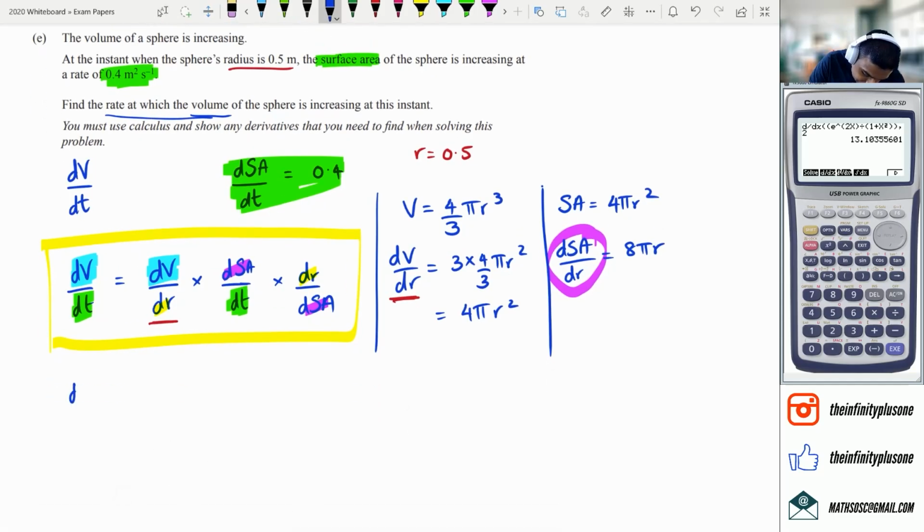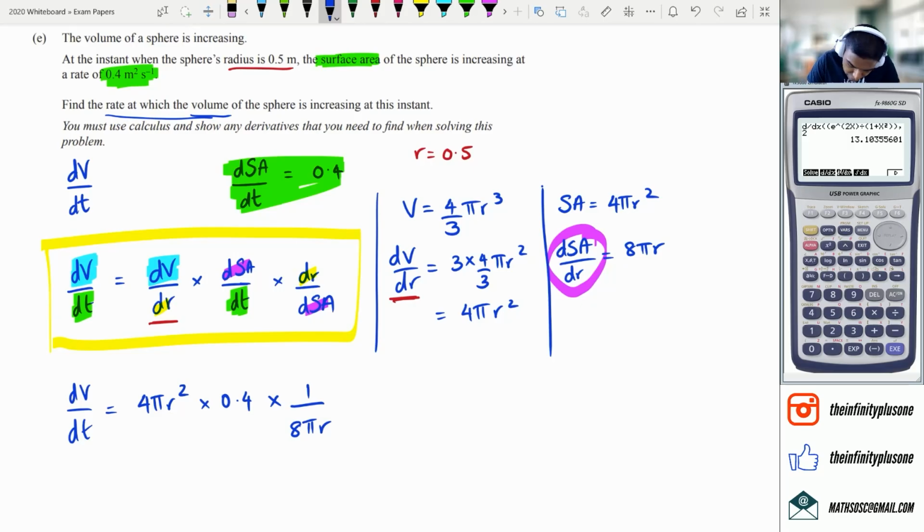dV/dt equals dV/dr. Now that's 4 pi r squared multiplied by dSA/dt, which equals 0.4, multiplied by dr/dSA. Now that's going to be 1 over 8 pi r, because we needed to actually flip it upside down.